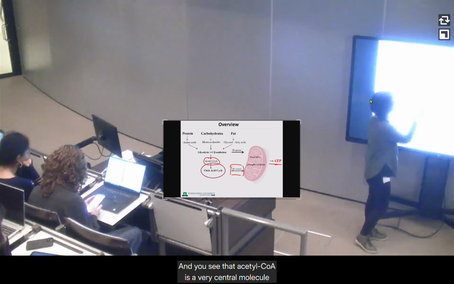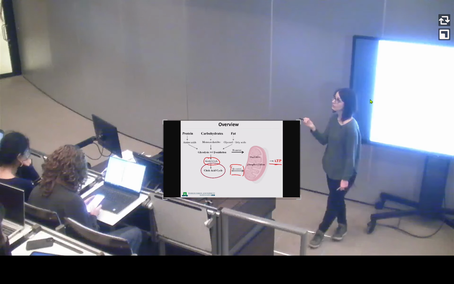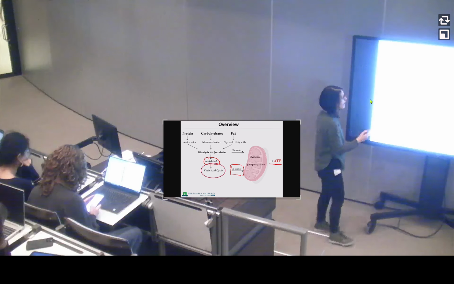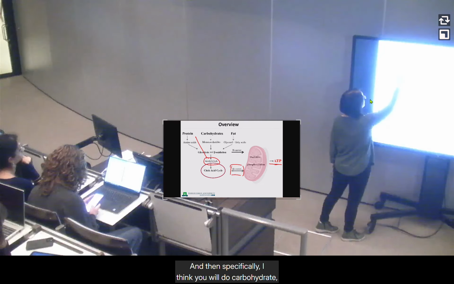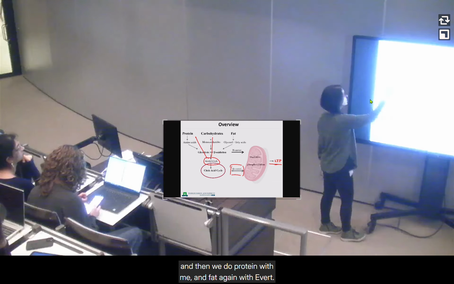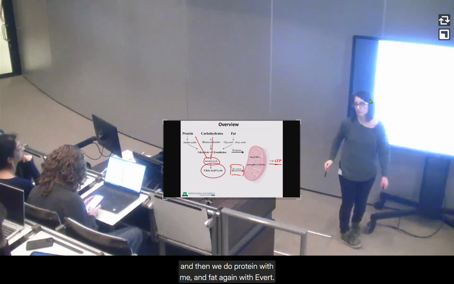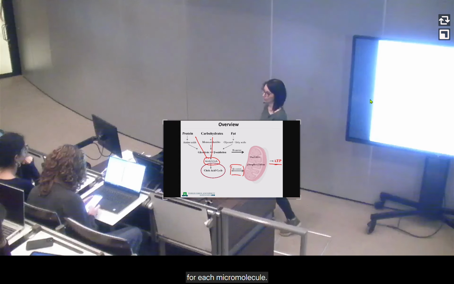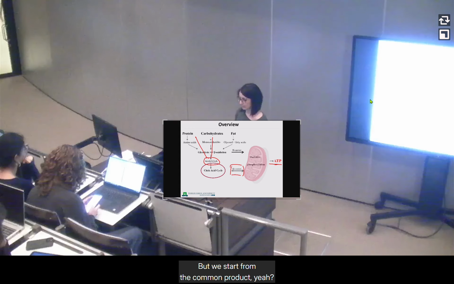And you see that acetyl-CoA is a very central molecule for all the big macromolecules that are digested in our body. And then specifically, I think you will do carbohydrate, if I'm not wrong, with me and Evert. And then we do protein with me and fat again with Evert. So we go back to the single pathway for each macromolecule, but we start from the common product.